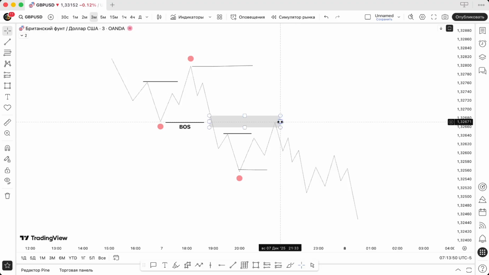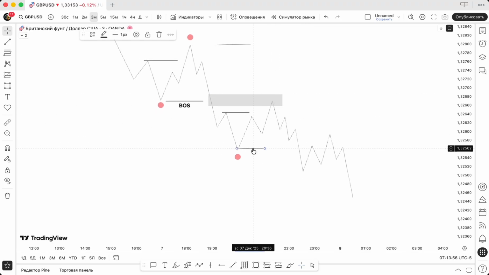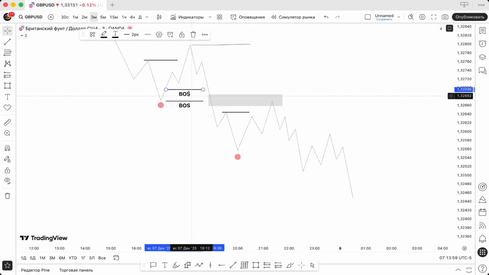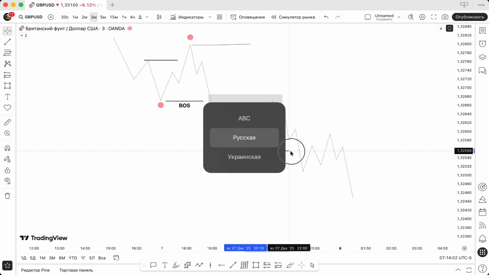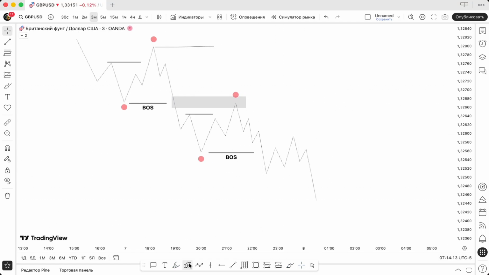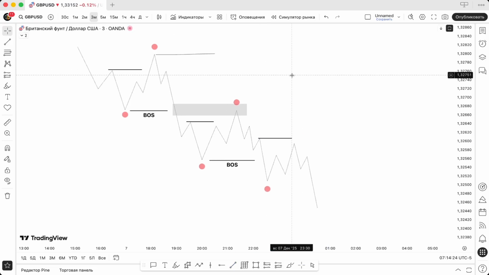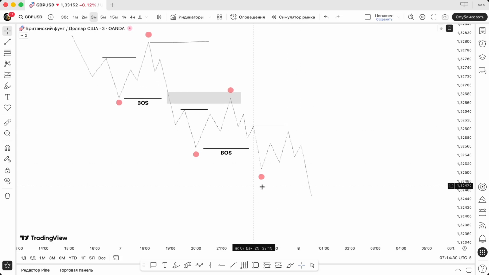Now we need to find a new minimum for this maximum. Will there be a new minimum here? In fact, no, because the price does not remove the inducement, which is located here. How to determine the inducement? I already shot a video on YouTube, it was in the past, please watch it on my channel. The price does not remove it, so the minimum is not confirmed here.